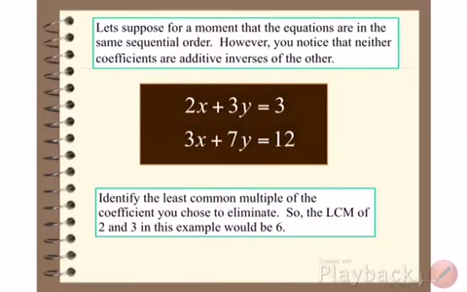Let's suppose for a moment that the equations are in the same sequential order. However, you notice that neither coefficients are additive inverses of the other. So when the coefficients aren't the same, we need to do something to fix that. We have to find the lowest common multiple of the coefficients to choose which one to eliminate.